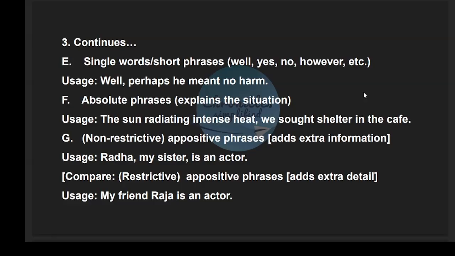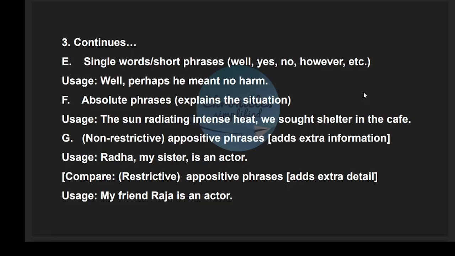Next type, non-restrictive appositive phrases. They add only extra information. Radha is an actor. That is complete sentence. But I can add extra information by using comma. My sister. Radha, my sister, is an actor.